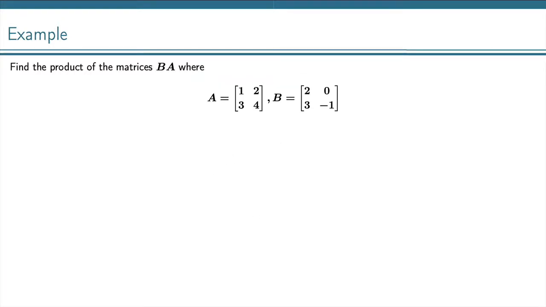Find the product of the matrices BA. I've got these two matrices. And in a previous example, we did A times B. Let's write this B, A.